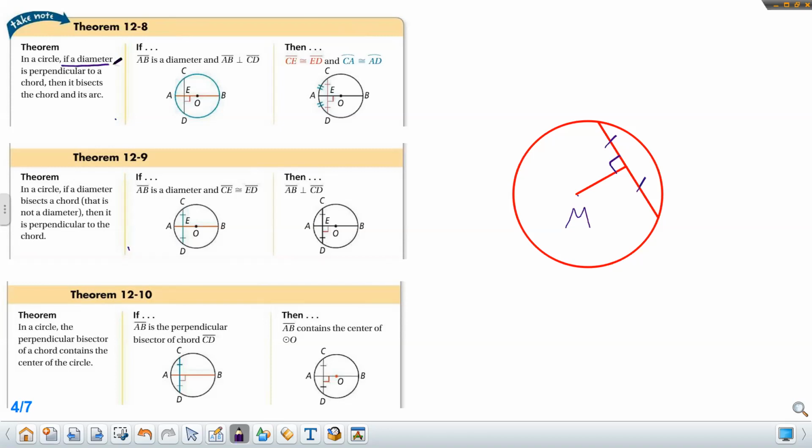In a circle, if a diameter is perpendicular to a chord, then it bisects the chord and its arc. So if BA here is a diameter and perpendicular to the chord CD, then it will bisect the chord and bisect the arc. Theorem 6: in a circle, if the diameter bisects the chord, then it will be perpendicular to the chord.